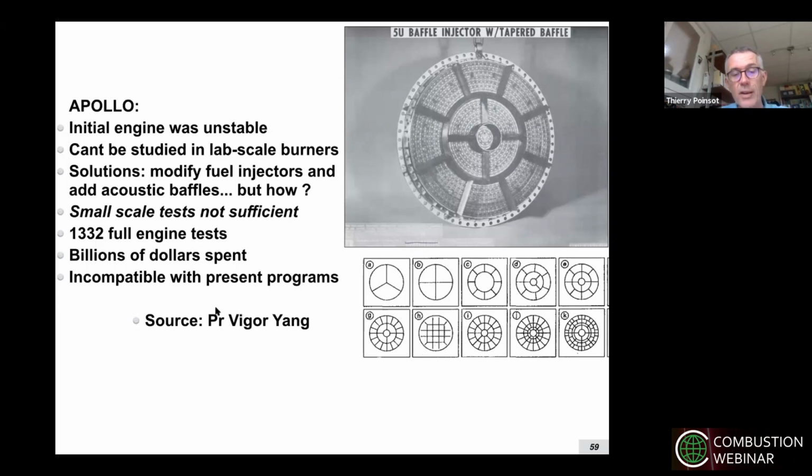Actually, there are famous papers on that by Oefelein and Yang who summarized this thing. And it was an amazing project. And everything in this project was caused by combustion instabilities. The amount of money was estimated to about $2 billion. So today, of course, we would like to avoid that.